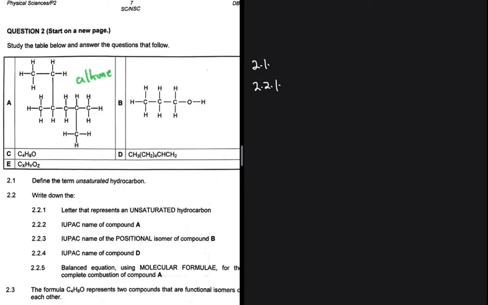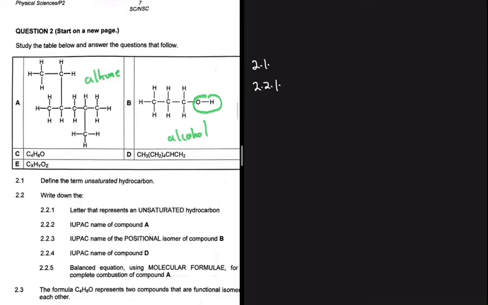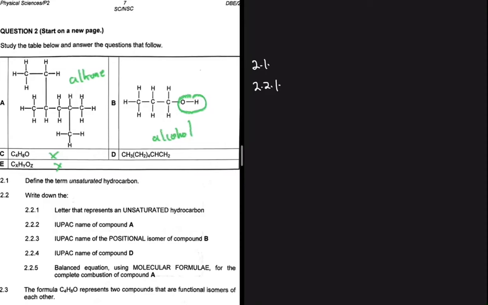And then looking at compound B, we can see clearly here because of the OH that it is an alcohol, right? It is not a hydrocarbon. It also contains an oxygen. If you look at compound C, it also contains an oxygen, so it is not a hydrocarbon, right? Hydrocarbons only contain hydrogen and carbon, right? And then if you look at compound E, it says CxHyOz. We have an oxygen, so it is not a hydrocarbon. So it's easy to see here using elimination that compound D is actually our hydrocarbon. Compound D is our hydrocarbon.